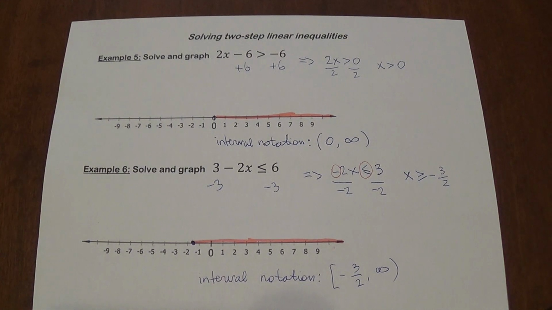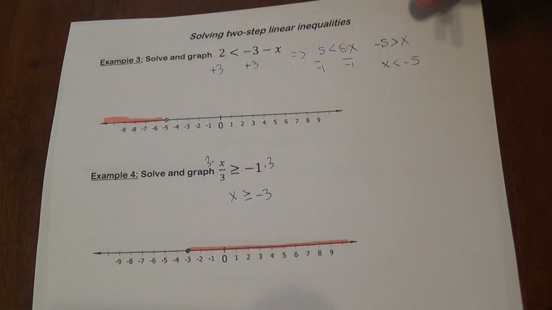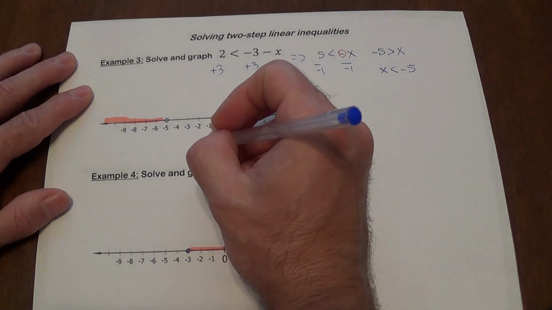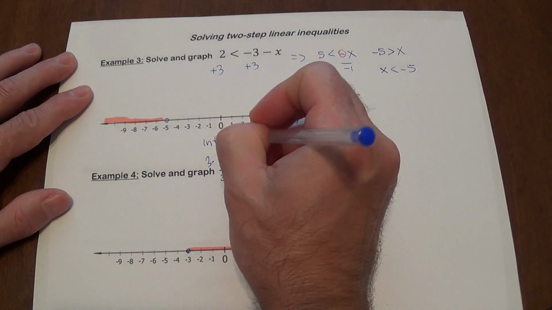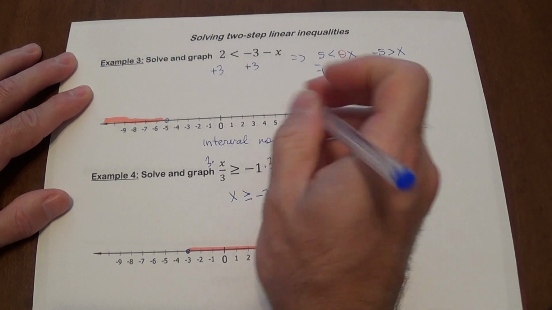Alright, and as I promised, let me go back to one problem and show you how you do it when you shade in the opposite direction. We already did this problem, so we don't need to solve it, we're just going to write it using interval notation. So example number 3. Interval notation.